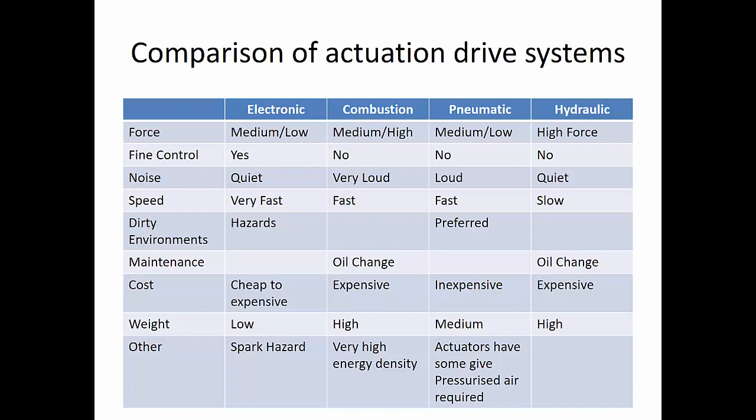And for our pneumatic ones, just remember that we have a bit of give. We've got a pressurized gas, and that gas is a bit spongy, and we can actually compress that gas. It's compressible. And we also need a source of compressed air as well.